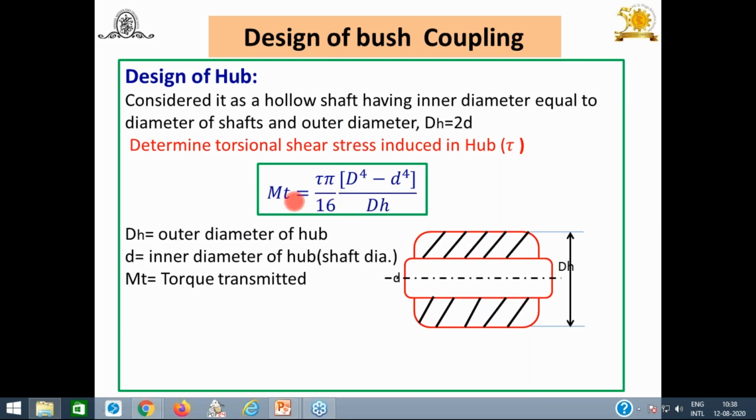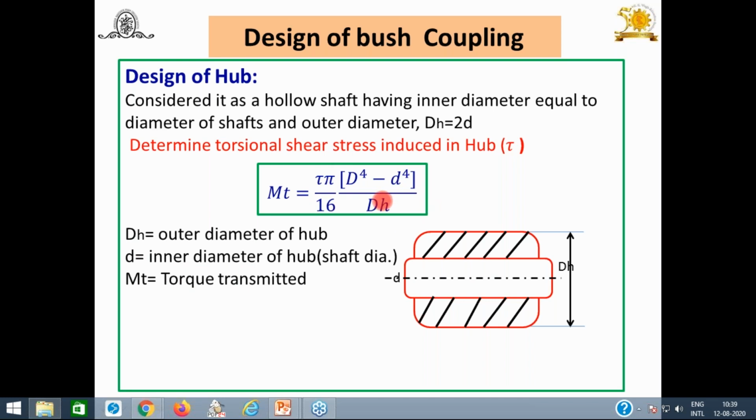So for this purpose, MT is equal to pi into tau into 16. Don't use D here, use DH, because we have considered the outer diameter of the hub as DH. Try to understand: DH raised to 4 minus small d raised to 4 upon DH. I have made a correction here, but h should be the suffix. DH is the outer diameter of the hub. Capital D, you can add here h. Make the correction here. Then small d is the inner diameter of the hub, and MT is the torque transmitted.